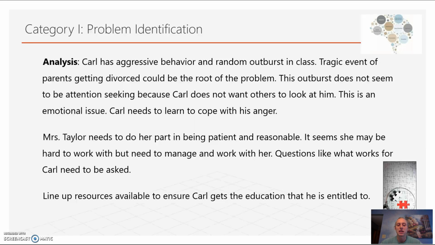Mrs. Taylor, I think, needs to do her part. I think she needs to be a little understanding and reasonable and more patient about the situation. I am kind of questioning her classroom management skills as an administrator. It seems she may be hard to work with and communicate and build a relationship with, but as an administrator, you need to manage all types of personalities. So I need to know what her relationship is with Carl. How does she treat him? And I'm sure it's good, but I do need to see that.